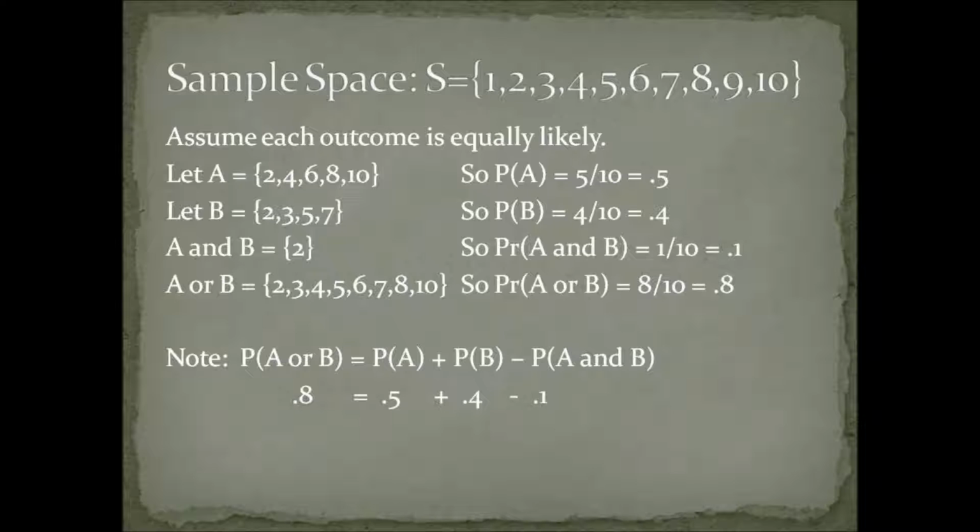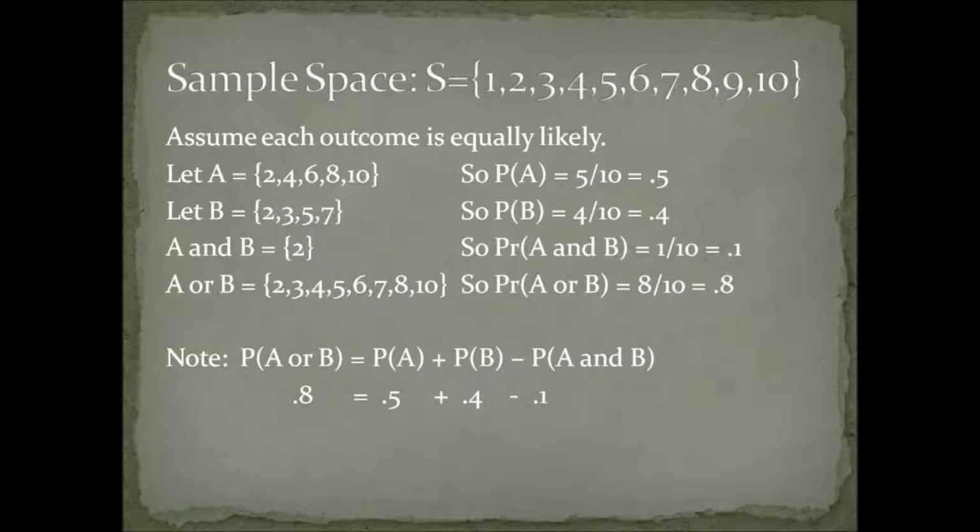Then A and B is the set of all elements in A as well as in B. And we could see that the only number that's in both A and B is 2. So we say A and B equals {2}. And the probability of A and B is just 1 out of 10 because it just has one element. So the probability of A and B is 0.1.